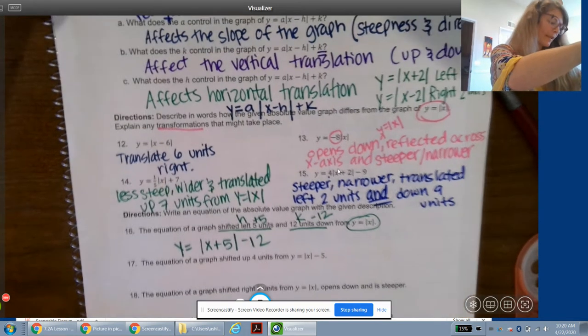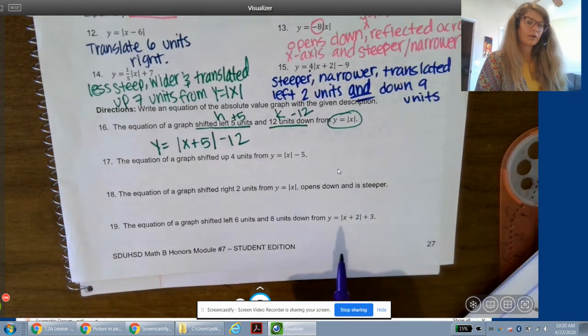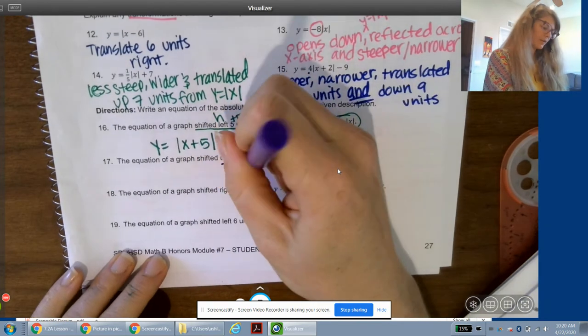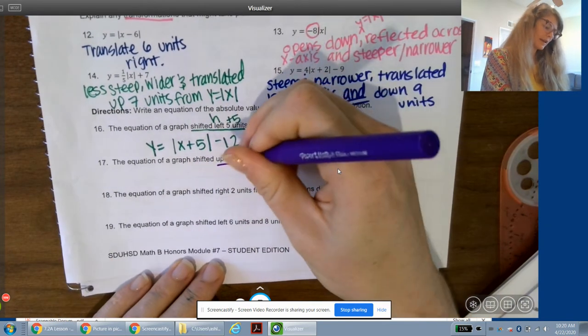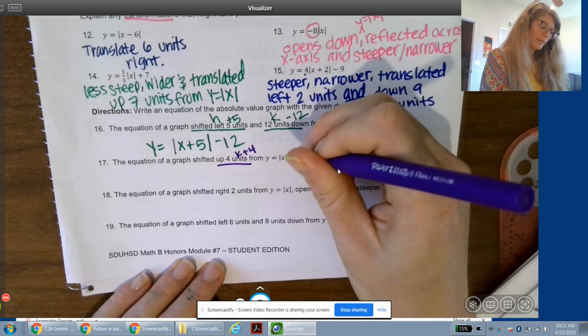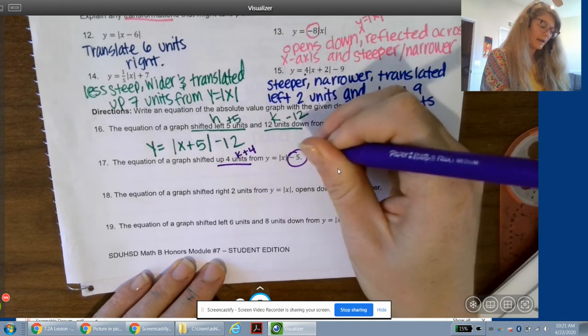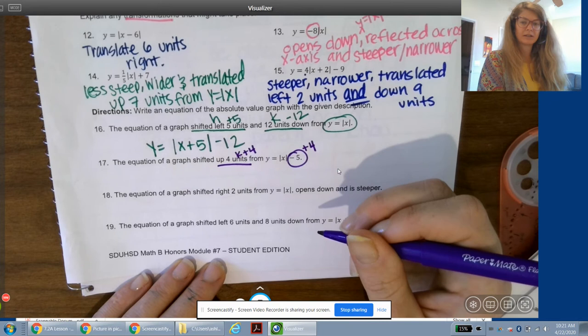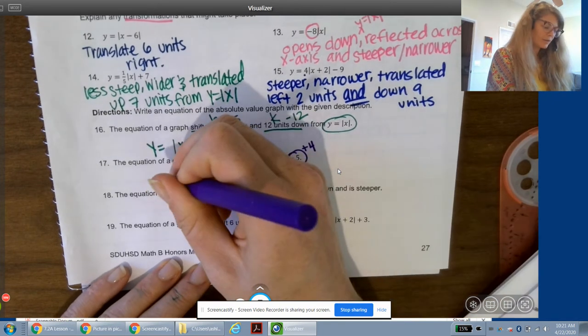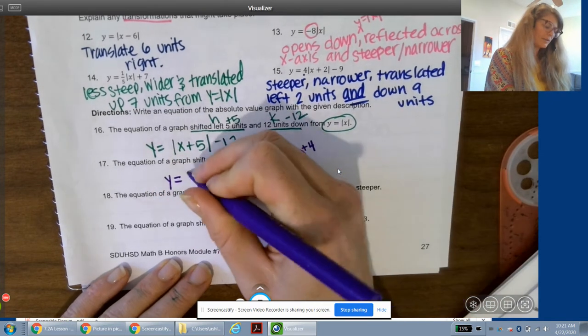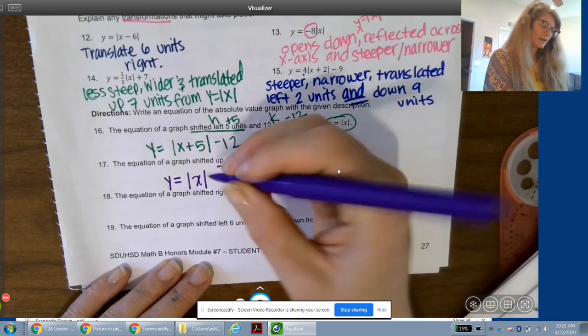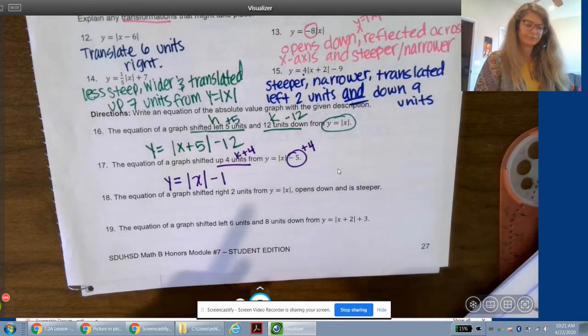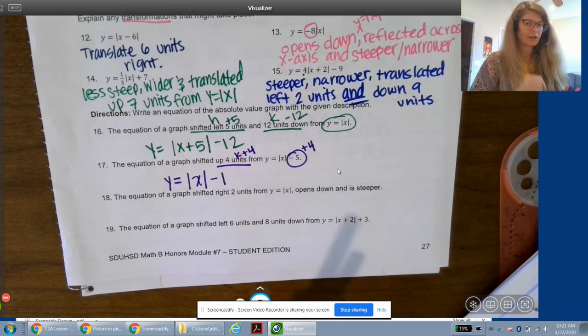Okay, let's see how these panned out. The equation of the graph is shifted up 4 units. Remember, up, that's going to be a K value, and I'm adding 4. But notice I already have a minus 5 there, and minus 5 plus 4 is going to be negative 1. So our new equation is going to be Y equals the absolute value of X minus 1. Hope you didn't get tricked. I tried to warn you.